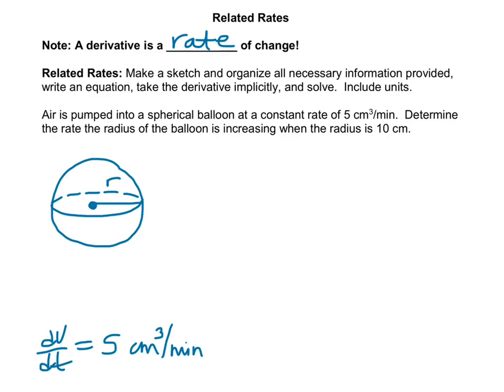Next, we want to make use of an equation. You'd want to start out with your volume equation since we want to make use of the volume of the air. Volume of a sphere is 4/3 pi r cubed.